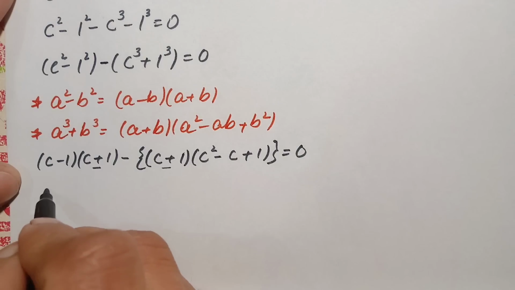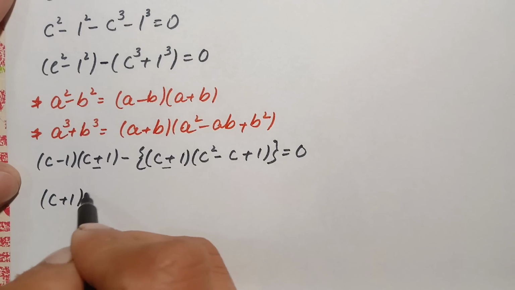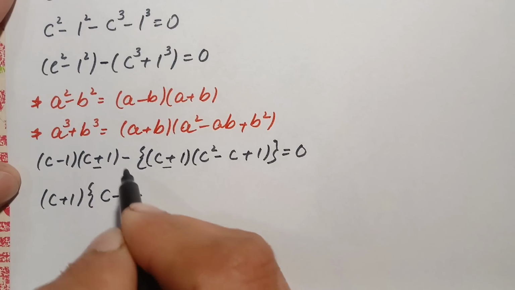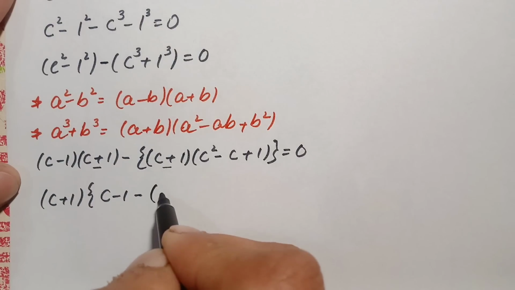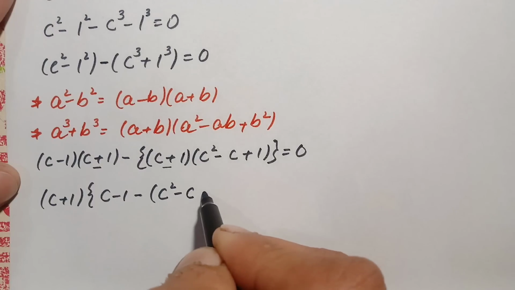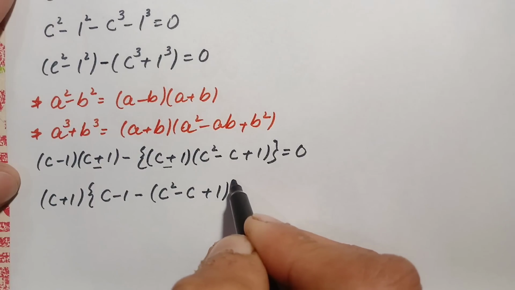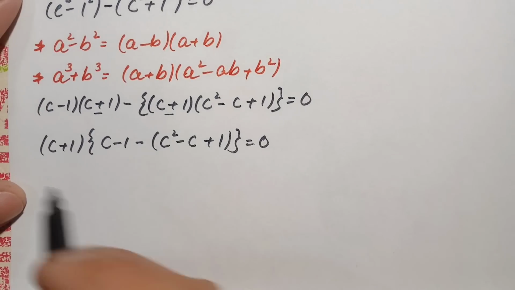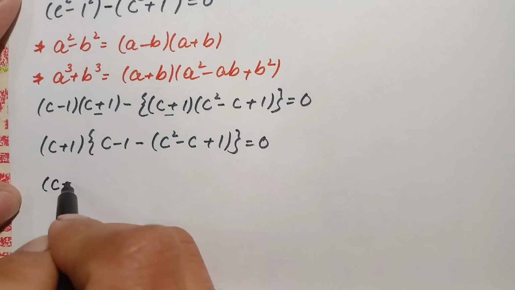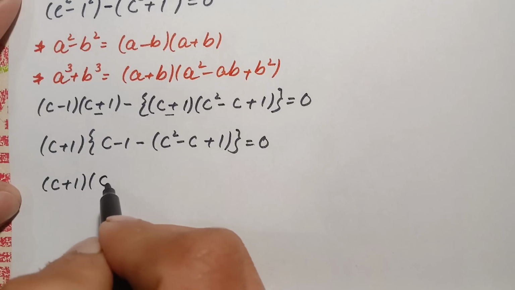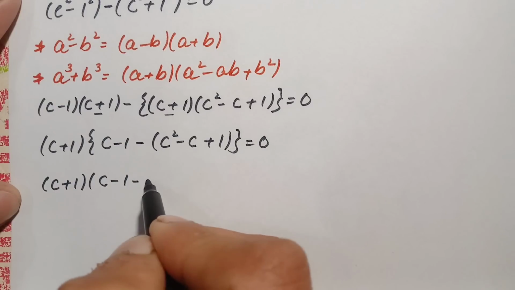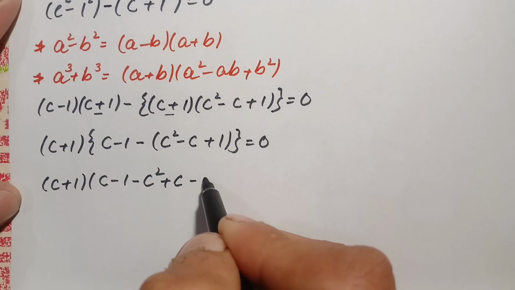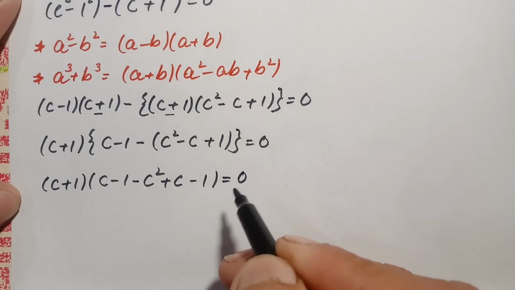So we will take out c plus 1 common from both the terms. This will become, taking c plus 1 common, so here only c minus 1 is left, minus, and here only this quadratic equation is left, which is c square minus c plus 1 is equal to 0. Now let's further simplify this expression. So this will become c plus 1 times, this will become c minus 1, this will become negative c square, this will become positive c, this will become negative 1 is equal to 0.